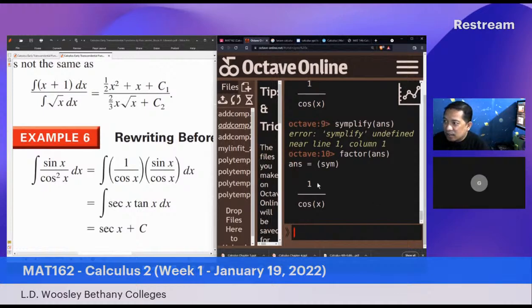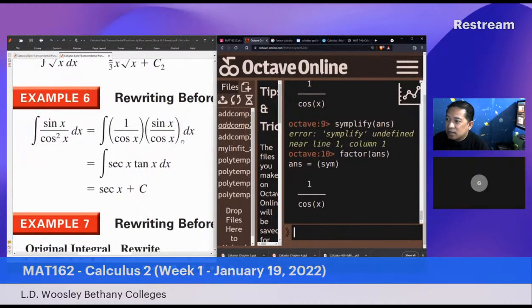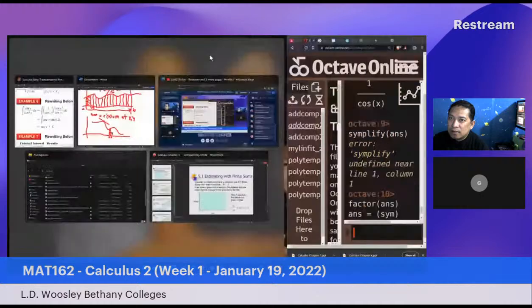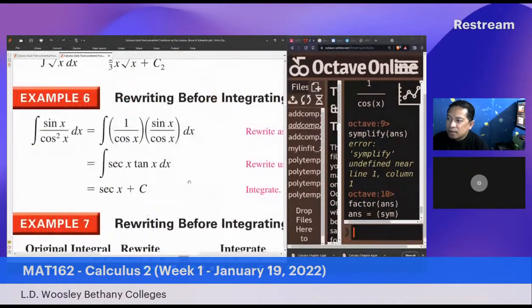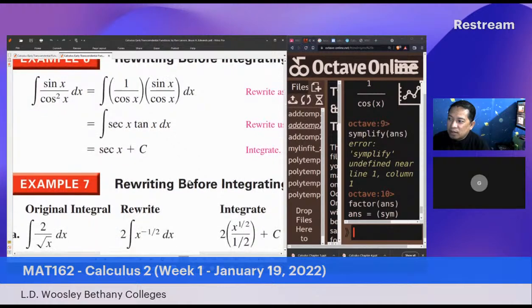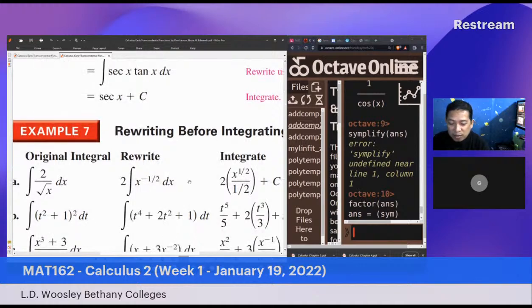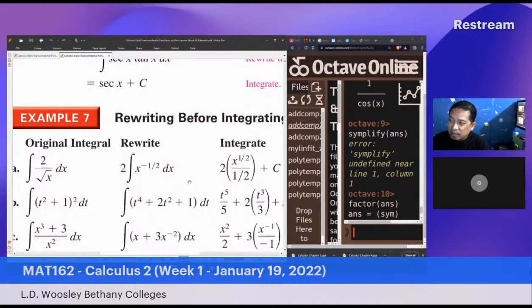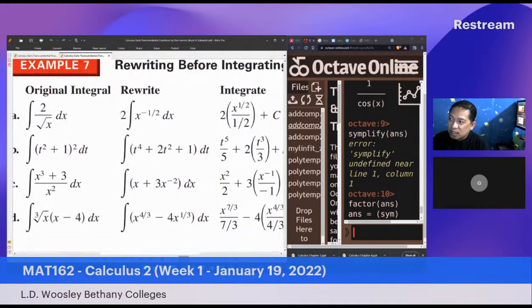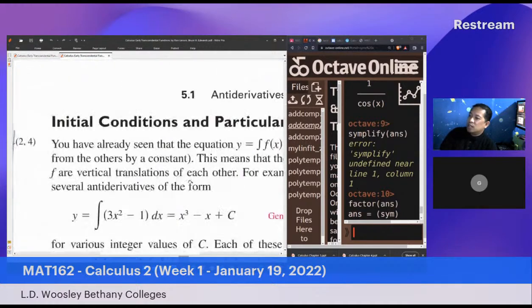Alright, so what else? Okay, so we need to rewrite, no? Yung mga yan, rewriting. Pag radical, express it into a fractional exponent. And then of course, the constant needs to be taken out of the integration process para hindi tedious yung solution. No? So these are examples. I suppose you have seen that already.